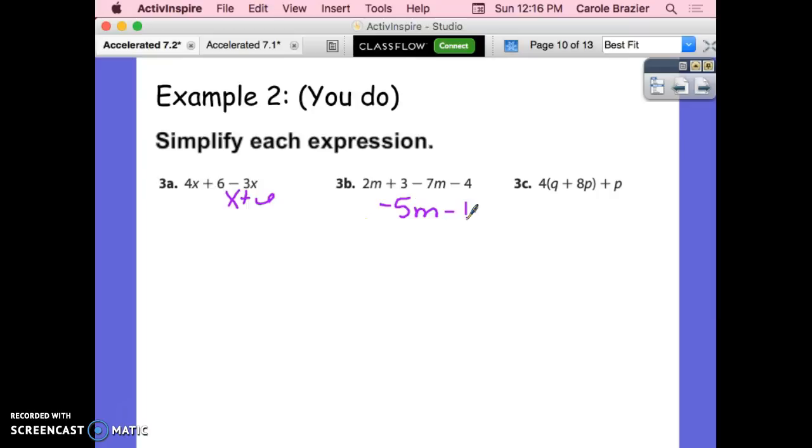And for C, this is one of those goofy ones again, so I had to distribute through. So I would have had 4q plus 32p here, plus a p on the outside. So adding all those together, I would have had 4q plus 33p. Okay, don't worry if you've gotten the distributive ones wrong, because we haven't talked a lot about the distributive property, but we will get there.